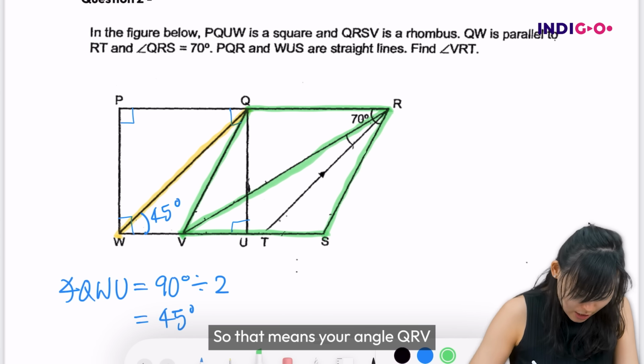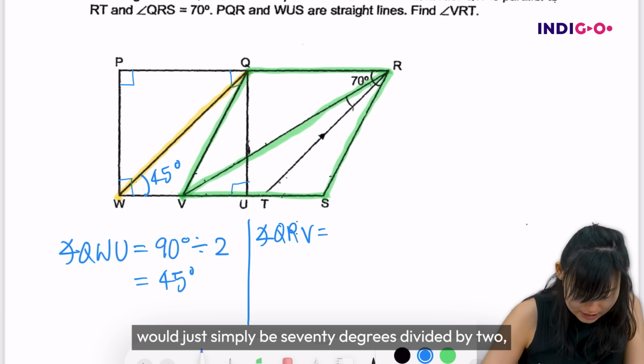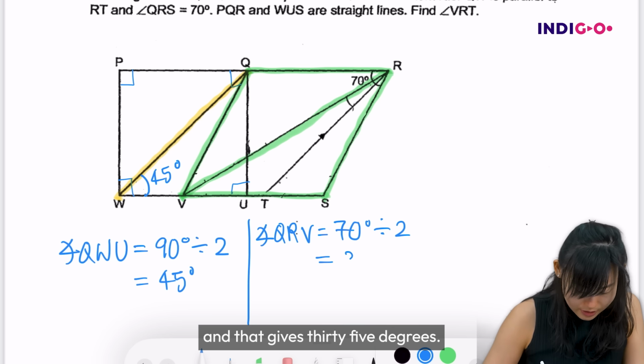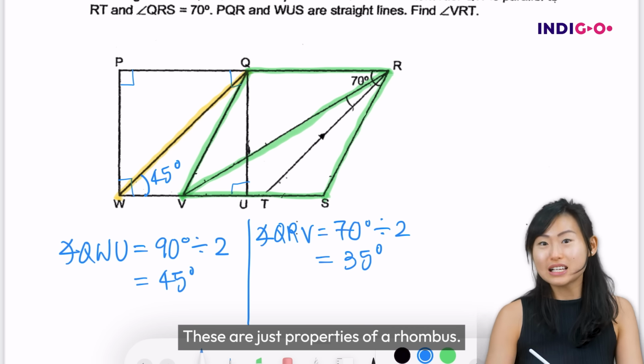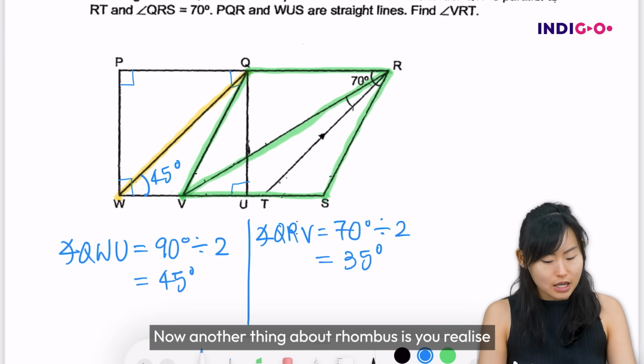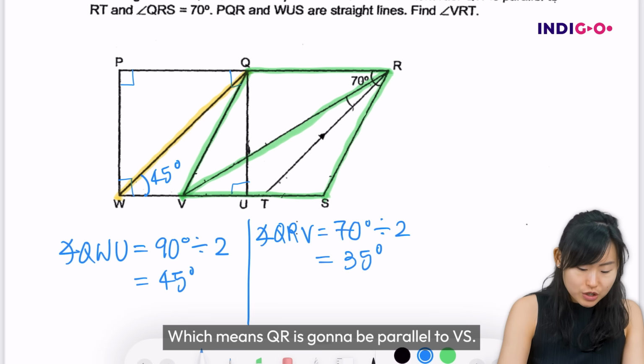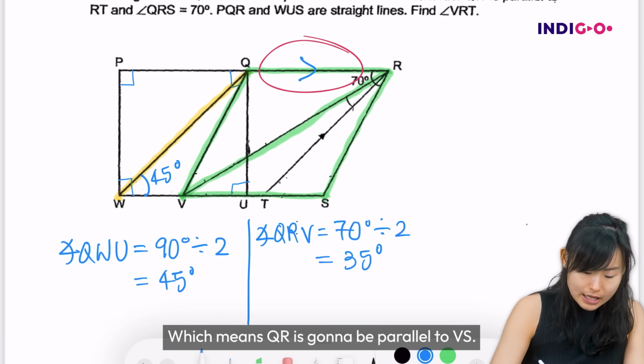So that means your angle QRV would just simply be 70 degrees divided by 2, and that gives 35 degrees. These are just properties of a rhombus. Now, another thing about rhombus is you realize the opposite sides are parallel, right? Which means QR is going to be parallel to VS.